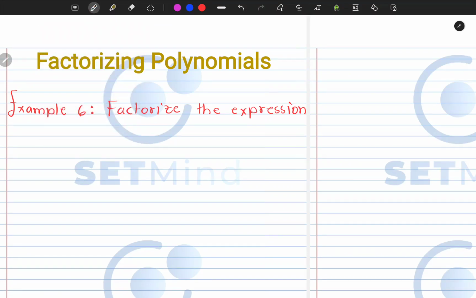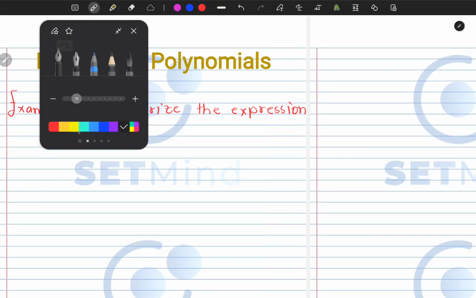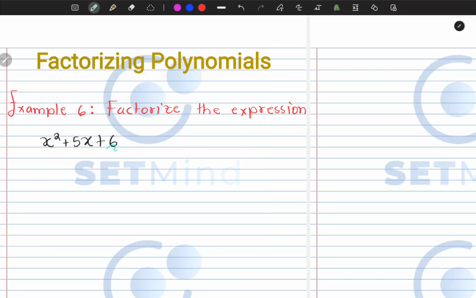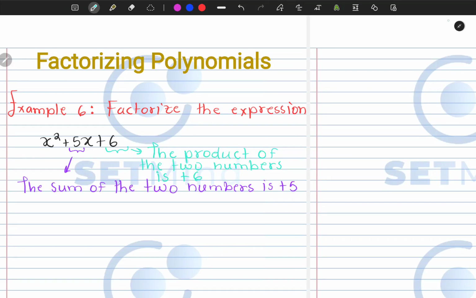And what we are given is x squared plus 5x plus 6. So this should ring bells from high school. Essentially, we are looking for two numbers whose product is 6, but when we sum the same two numbers, we should get 5. So we're looking for two numbers, their product is 6, but their sum is 5.